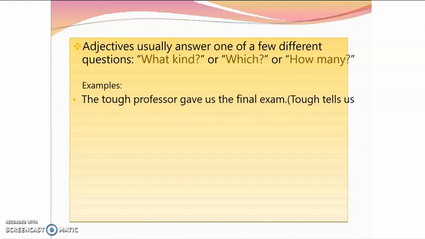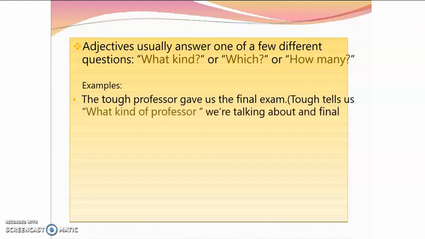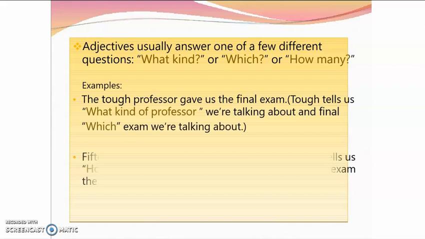Also remember that adjectives usually answer one of a few different questions: what kind, which, or how many. Let's see this example. The tough professor gave us the final exam. Here in this example we have two adjectives. Who can detect them? Yes, the first one is tough, the second one is final. Tough tells us what kind of professor we're talking about, and final tells us which exam we are talking about.